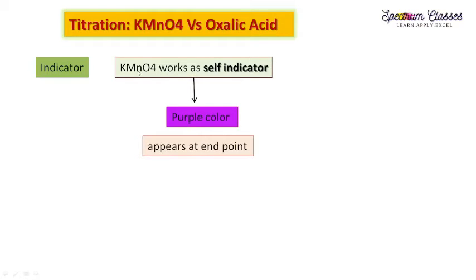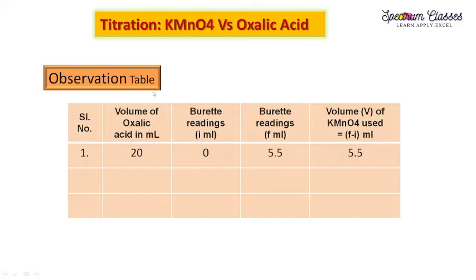That is why we are not using any additional indicator in this reaction, and at the end point the purple color of the KMnO4 appears. That is how we come to know that the end point has been reached or the reaction is complete. Here is the observation table. In the observation table we take at least 3 readings, and the volume of oxalic acid which we have taken is 20 ml. The initial reading of the burette is 0.